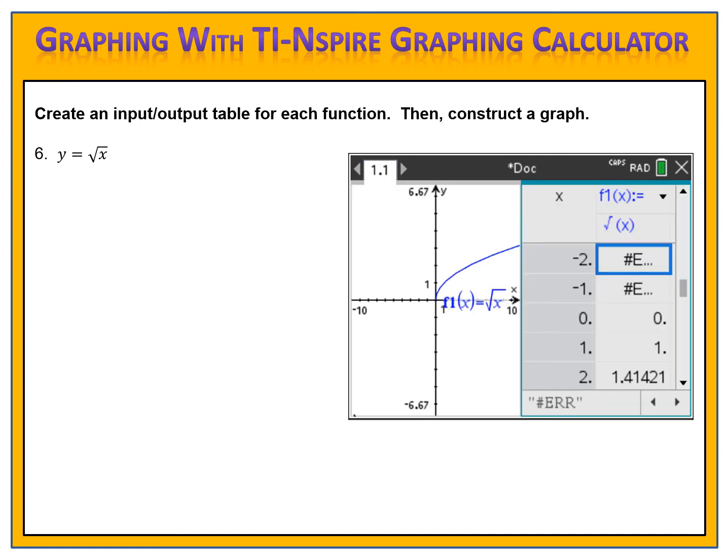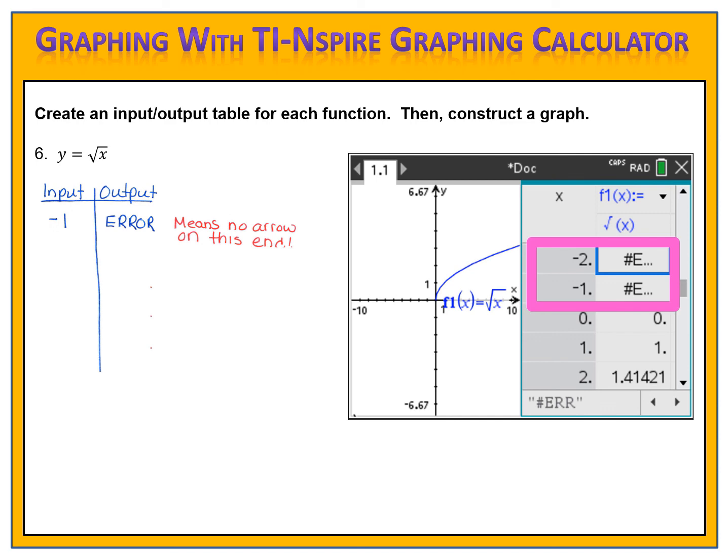Something strange happens here. Notice when we pull up the table of values, when we go up to -1 and -2 and negative numbers further up, we get an error. That's because the function is not defined there. When you have an error like that, it means that there will not be an arrow on that end of the graph. And so when I create my input and output table, I'm just going to make a note that at -1 there's an error. And that means that there is no arrow on that end of the graph.